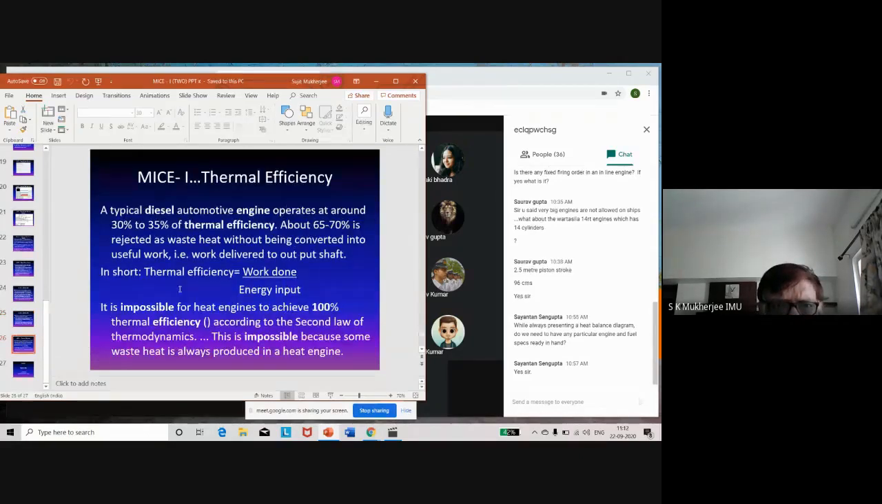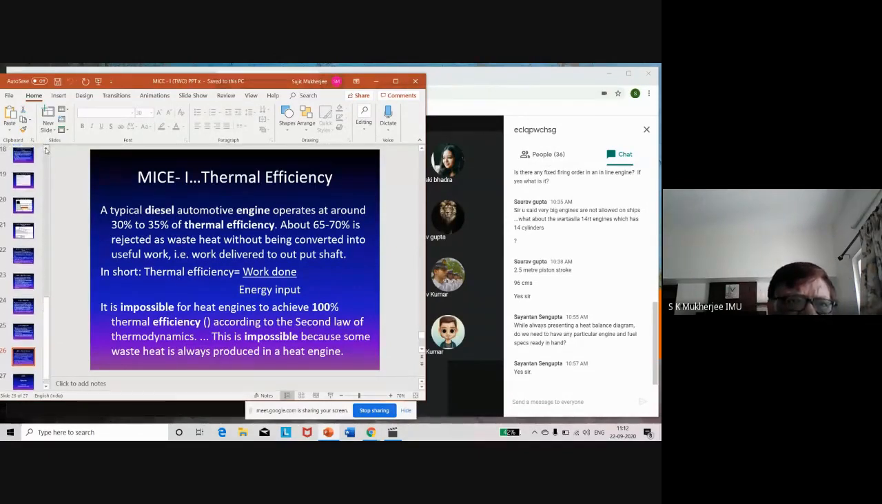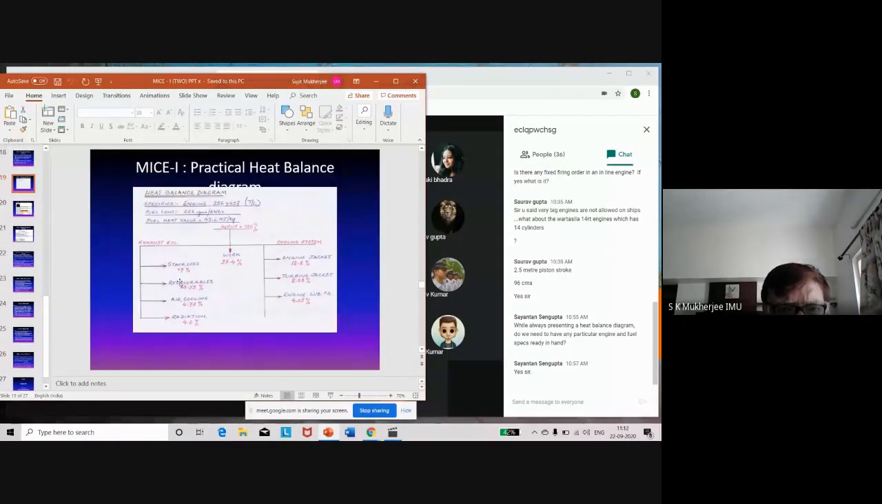Next, a typical diesel automotive engine operates at around 35% efficiency. About 65% to 70% is rejected as waste heat without being converted into useful work, that is, work delivered to the output shaft. But on ships, we will have some amount of energy from the exhaust gases that is recoverable. I showed you in that diagram, recoverables. This diagram shows recoverables as 18.55%, which is a very good feature.